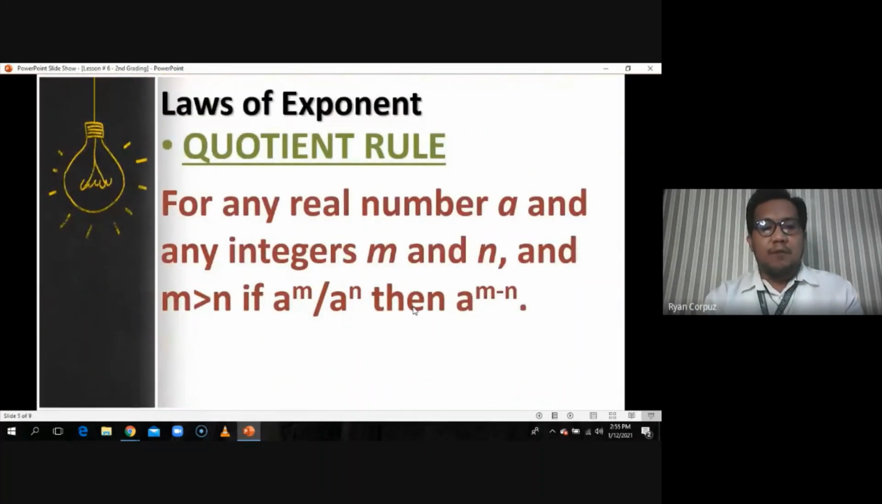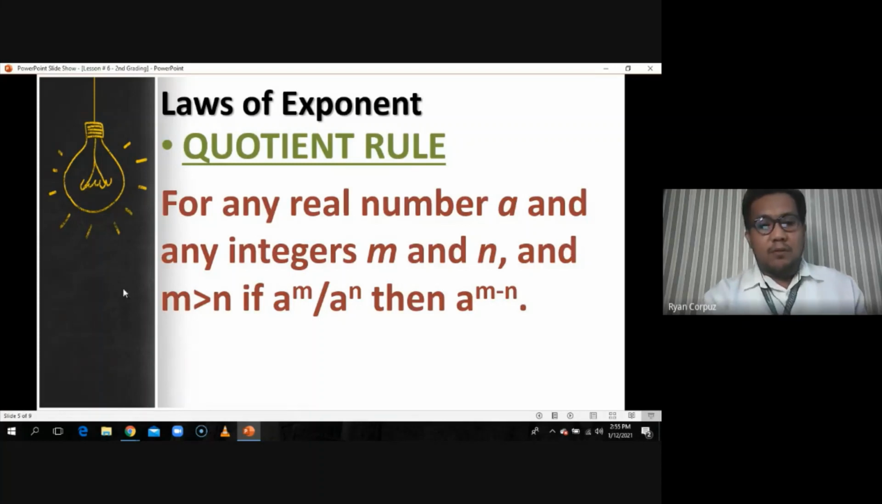Next, law of exponent for quotient, or in short, we can call it also as the quotient rule. So quotient rule states that for any real number a and any integers m and n, where m is greater than n, if you do have a raised to m over a raised to n, then we'll come up with an answer as a raised to m minus n. So what does it mean? So if you do have a given expression with the same base and you are dividing it, all you have to do is simply copy that same base, then this time subtract the exponent.